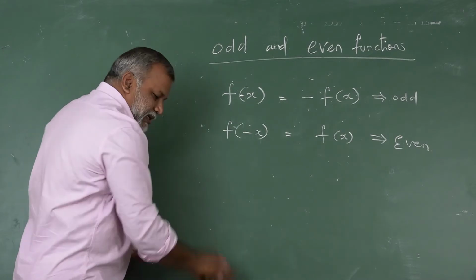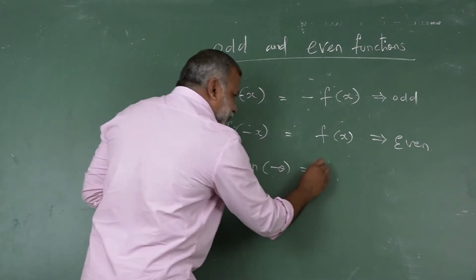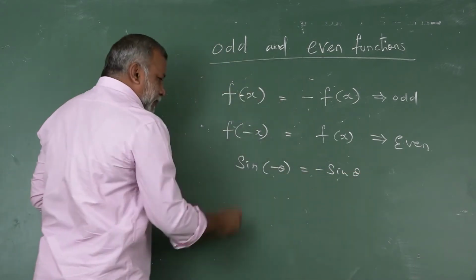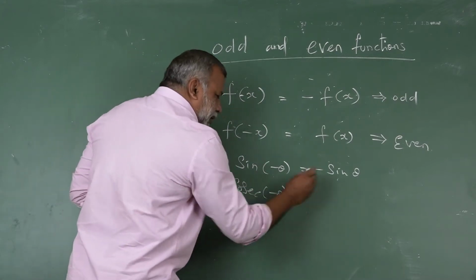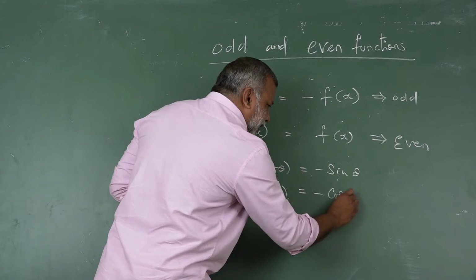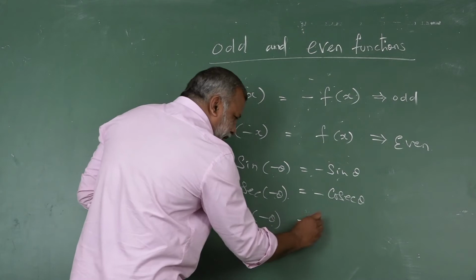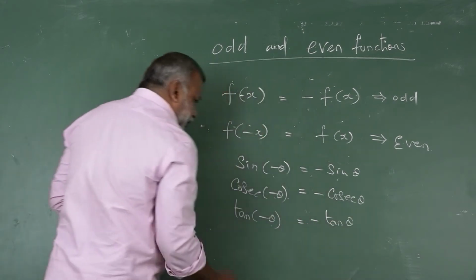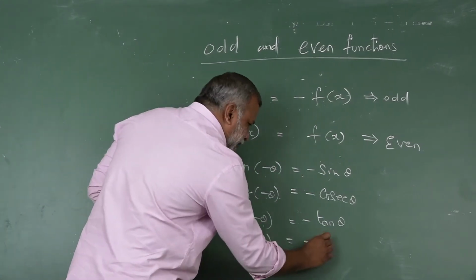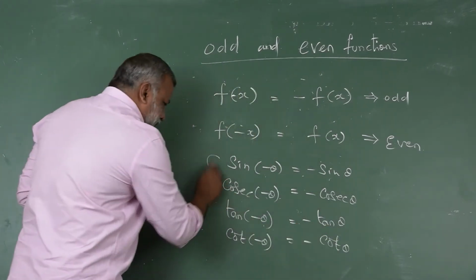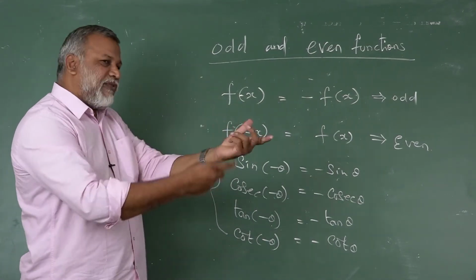Now listen: sine of minus theta equals minus sine theta, then the reciprocal, cosecant of minus theta, is equal to minus cosecant theta. Tan of minus theta equals minus tan theta, and its reciprocal cot of minus theta equals minus cot theta. See all these four functions. We already discussed the same concept in the ratios of minus theta.